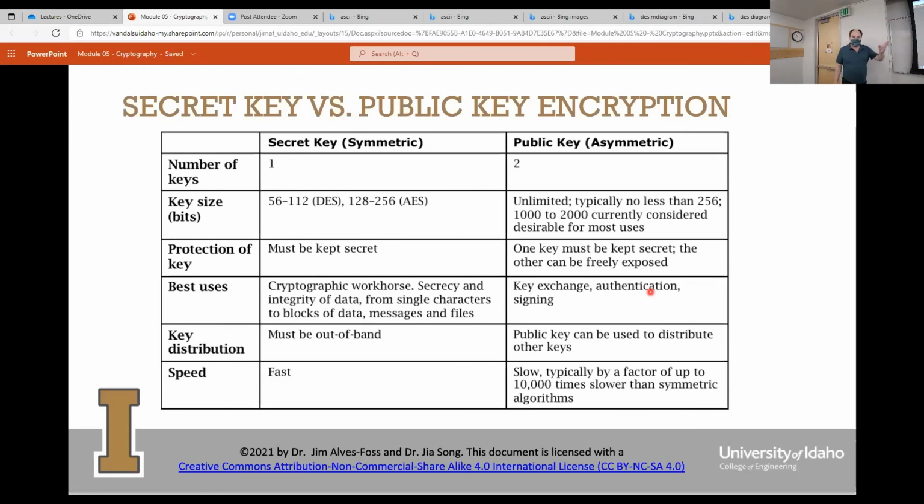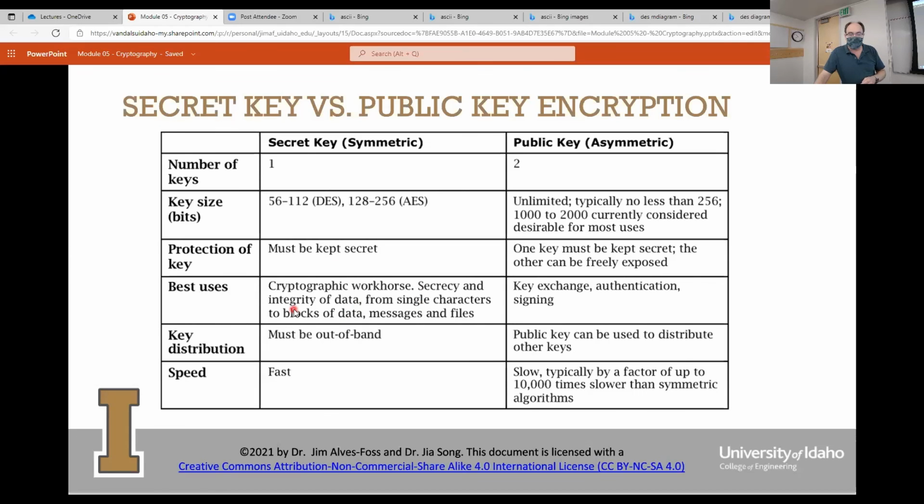All right, so secret key, just a comparison here real quick. Secret key has one key, public key has two. Key size: DES is 56 bits, 128 to 256 for AES. Public key, unlimited. It shouldn't be less than 256 bits, and typically 1,000 to 2,000 is currently used. You definitely need a lot more bits to be as strong as the symmetric key, just the way it works. I think a 256-bit RSA is equivalent to a 56-bit DES in strength. One key must be kept secret, but the other one exposed.